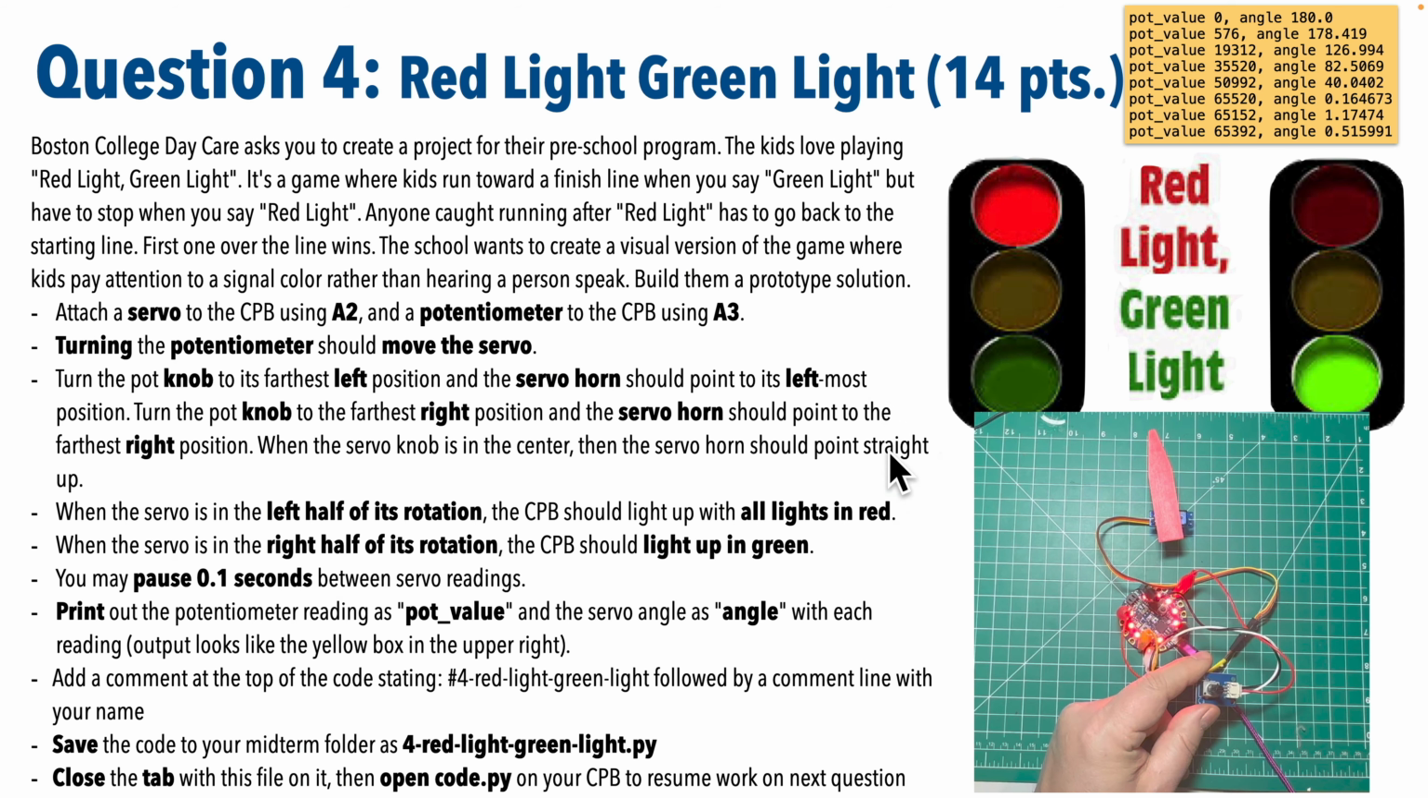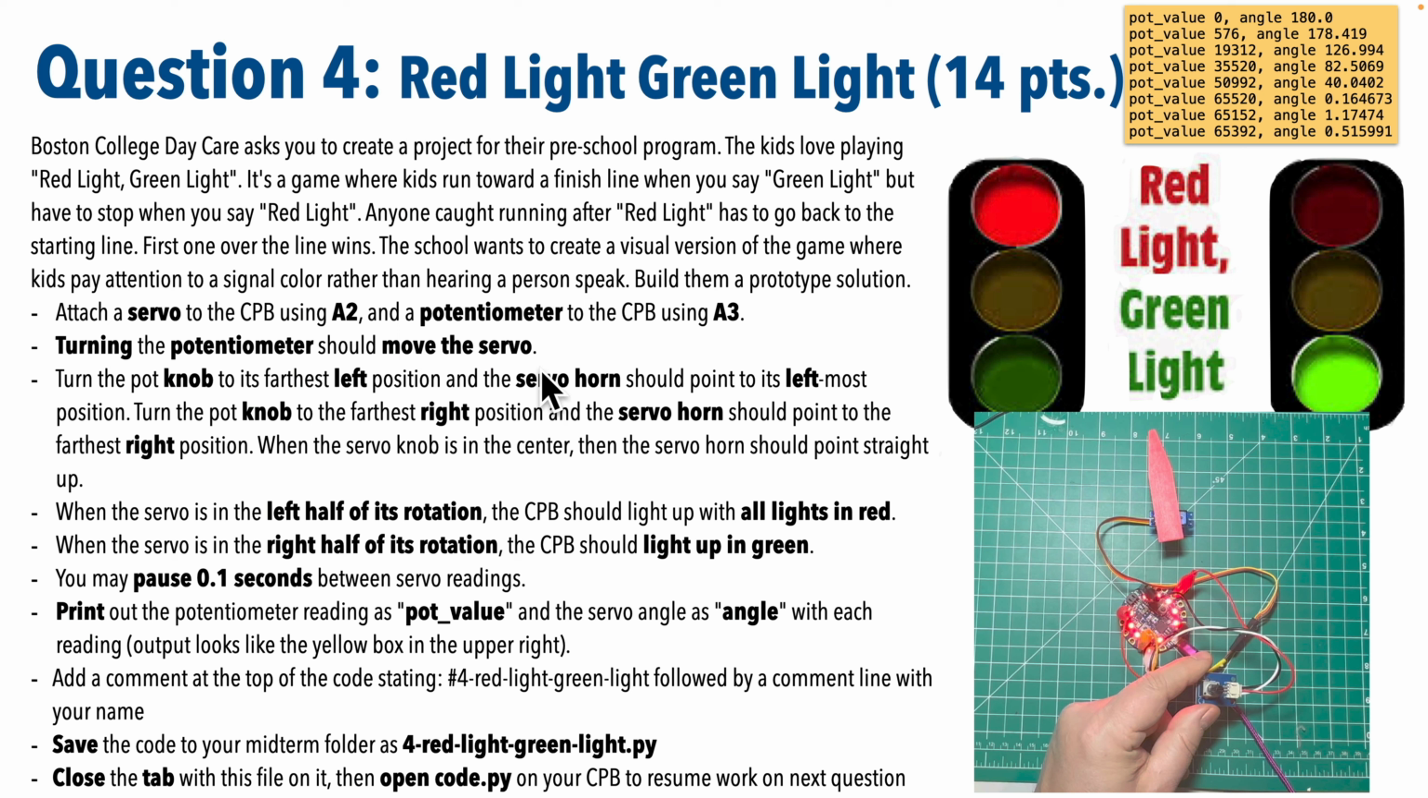Question number 4 is the red light, green light build. So you've got a servo hooked up to A2, a potentiometer hooked up to A3. Remember, when you hook up the potentiometer, you want to make sure that the power goes to your 3.3 volts. So that's one of the only things that we have that has to have its power restricted. And turning the potentiometer motor should turn the servo.